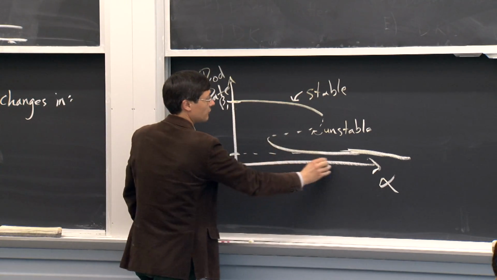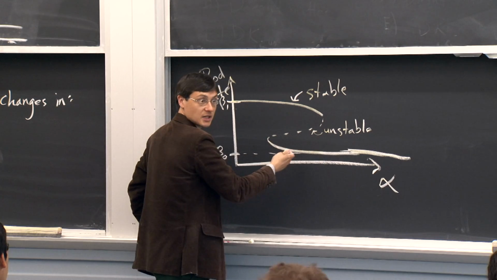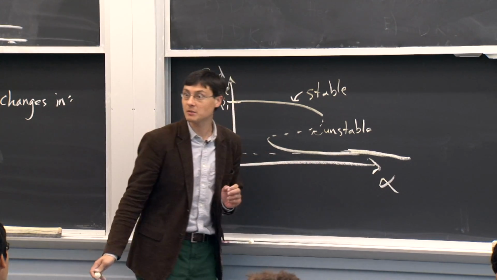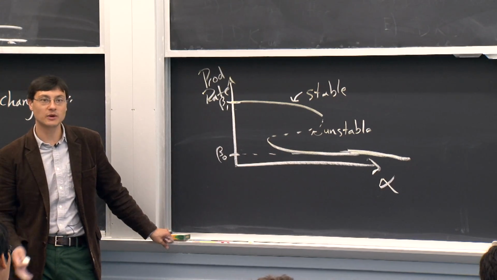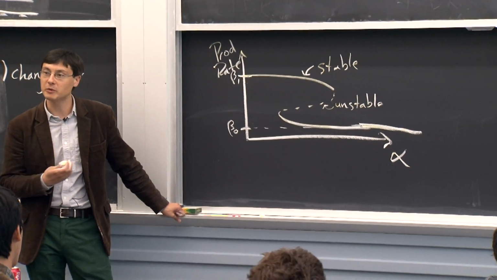There's some region of alpha conditions where the system is bistable, but then outside of that, it's just monostable. Okay? Can somebody explain why I might make the argument that this thing displays memory?